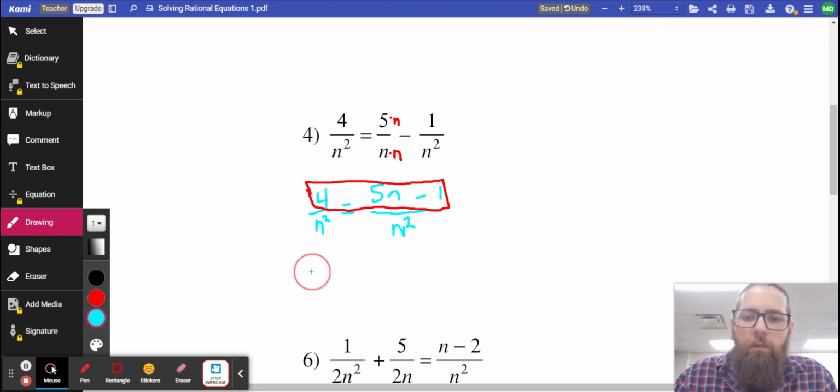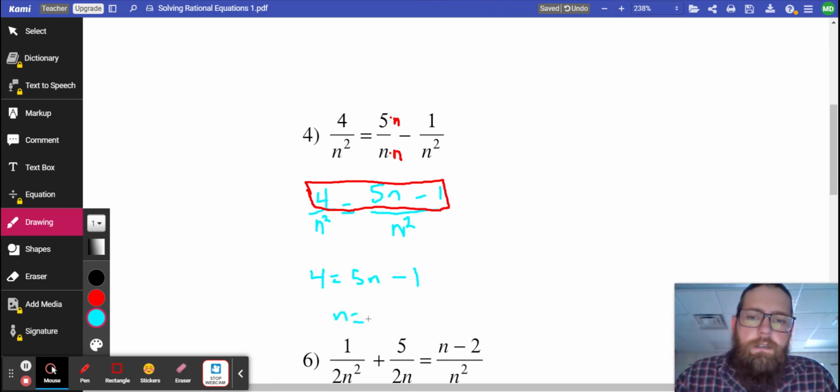I might run out of time here. 4 equals 5n minus 1. I would add 1 and then divide by 5, so your answer will be n equals 1 here.